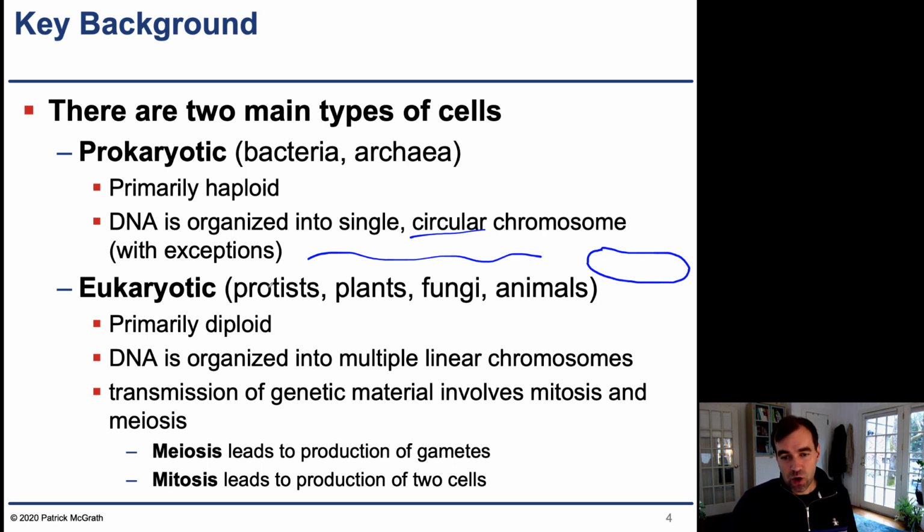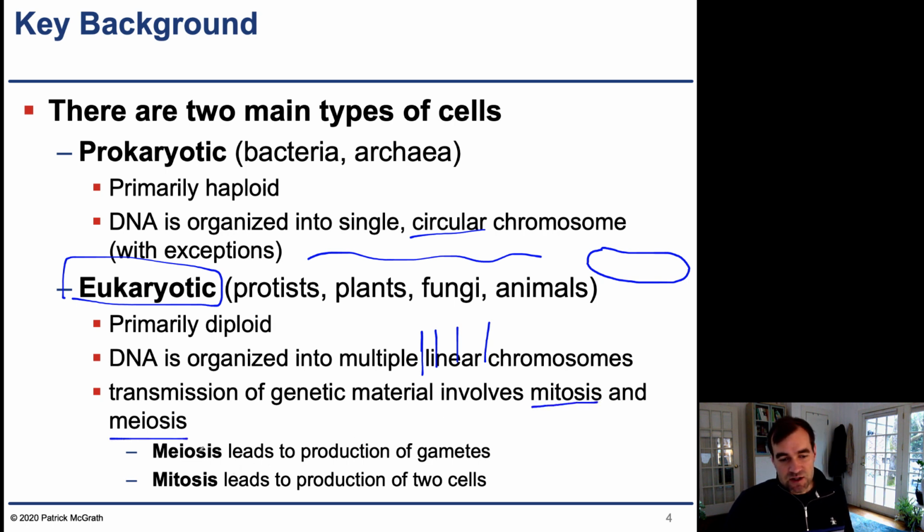Eukaryotic cells, so protists, plants, fungi, animals, we of course are eukaryotic. These are primarily diploid. Diploid means we have 2 copies of each chromosome, and DNA is organized into multiple linear chromosomes. So instead of there being a single circular chromosome, you have a large number of linear chromosomes, and they're different sizes. This chapter is mainly going to be covering what happens in the eukaryotic cells: the transmission of genetic material, and that involves either mitosis or meiosis.